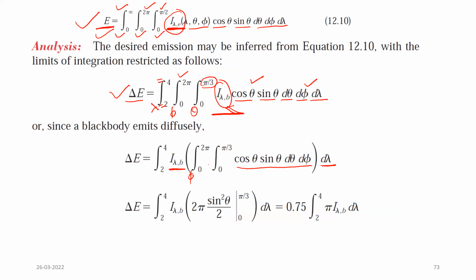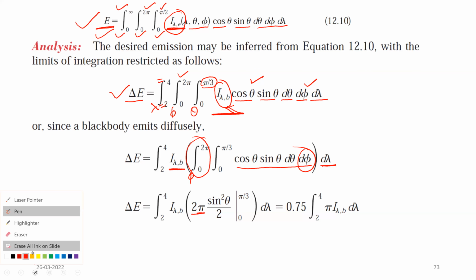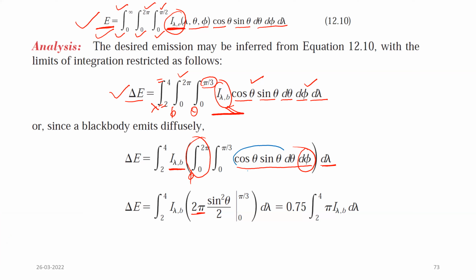So what we have to do, first of all, is integrate this equation with respect to d phi. These are the limits, so we get this value as 2 pi. The sine theta cos theta can be written as sine square theta by 2 after the integration, and the limits are between 0 to pi by 3. Here we still have d lambda, because we have not integrated this equation with respect to lambda yet.